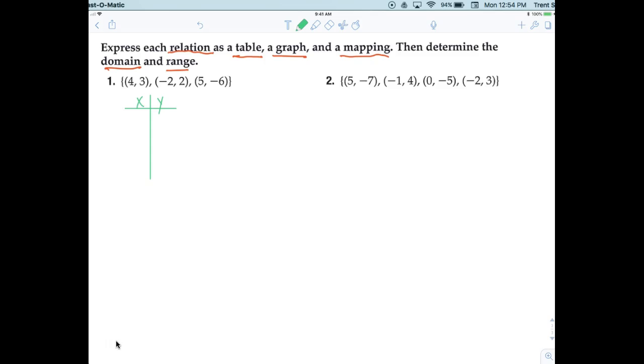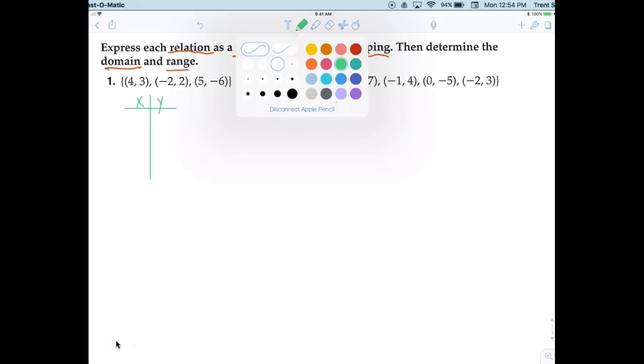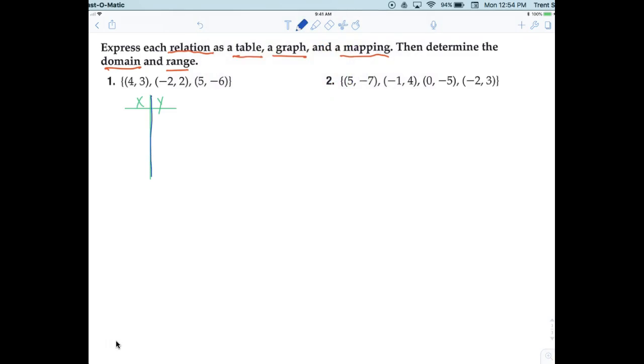And then you're going to list the X values. Sorry, that's not as dark as I want it to be. I think that's a little better. You have X and Y. Now, what are the X values? 4, -2, and 5. Is everybody with me on this? And then the Y values are just 3, 2, -6. I told you it's very, very simple. So I know you already know that, but we have to review.